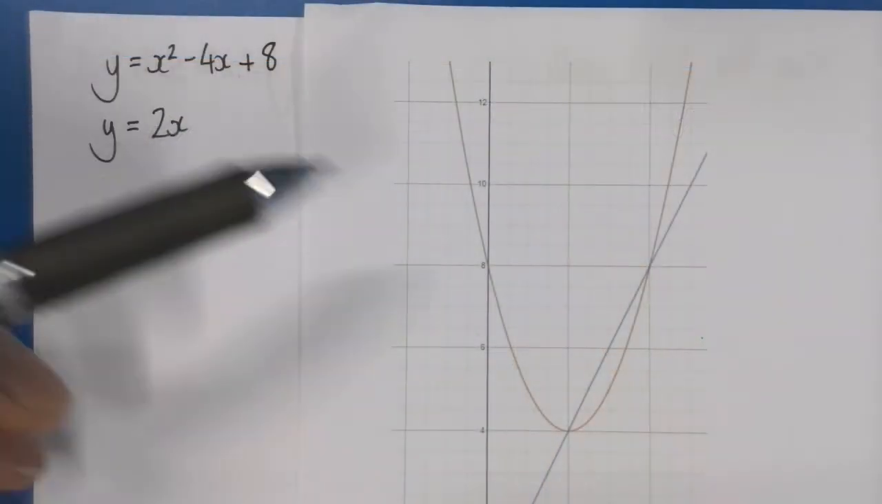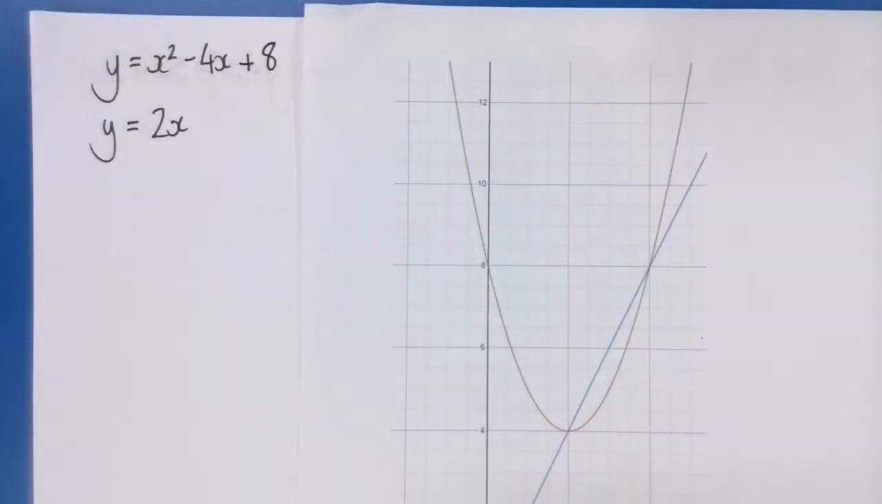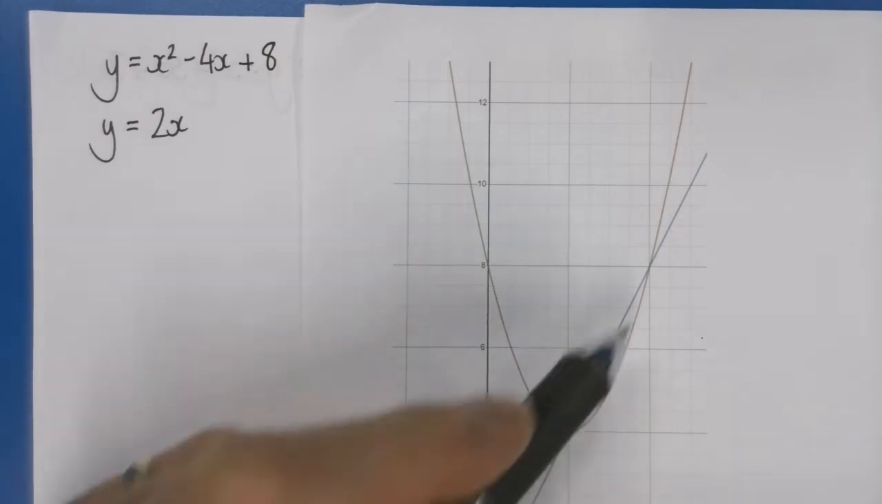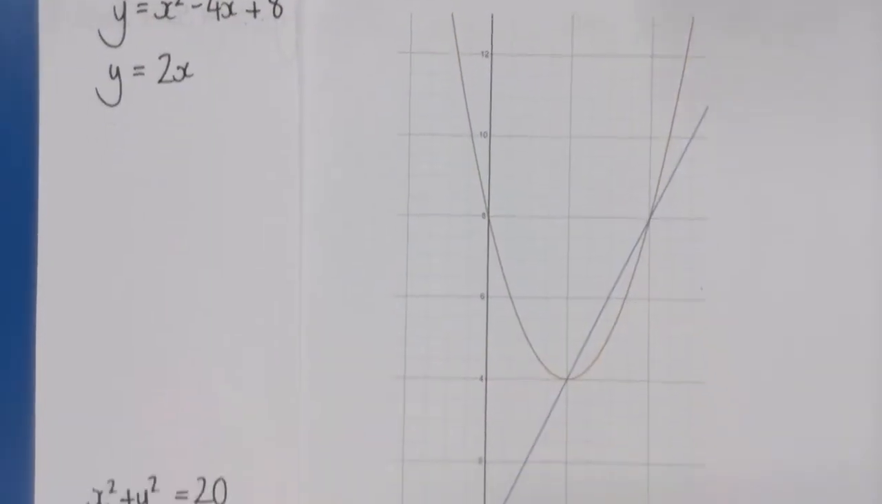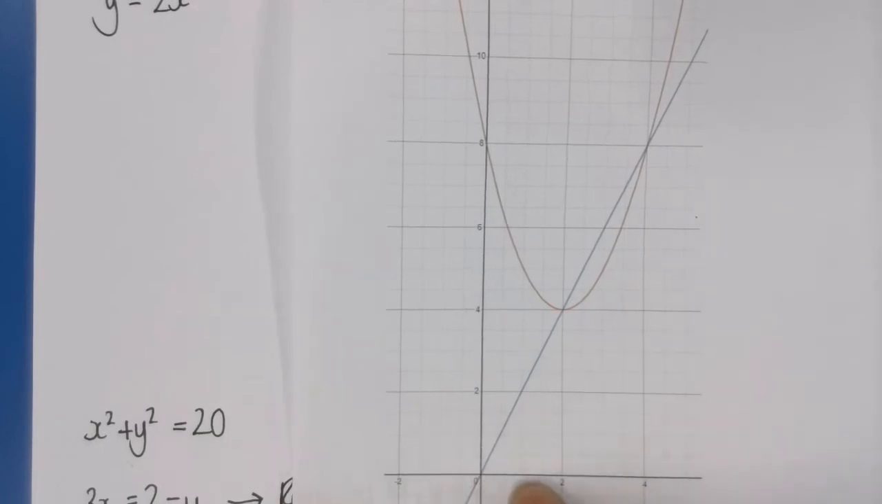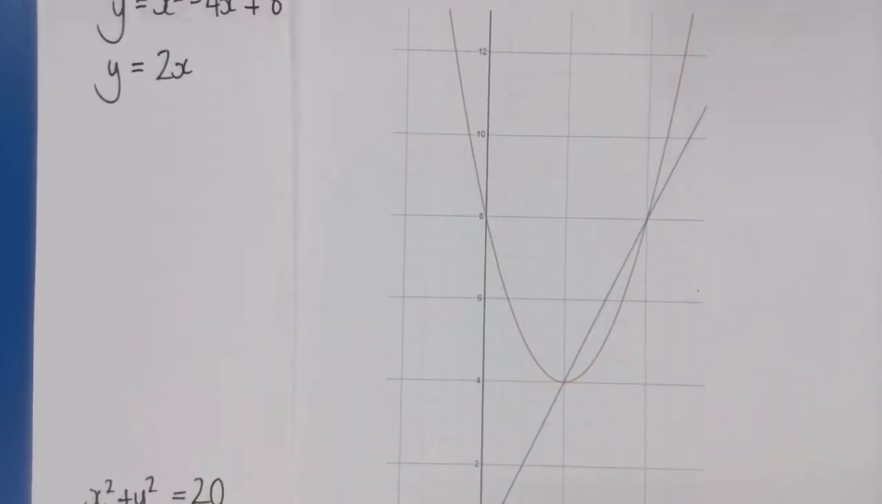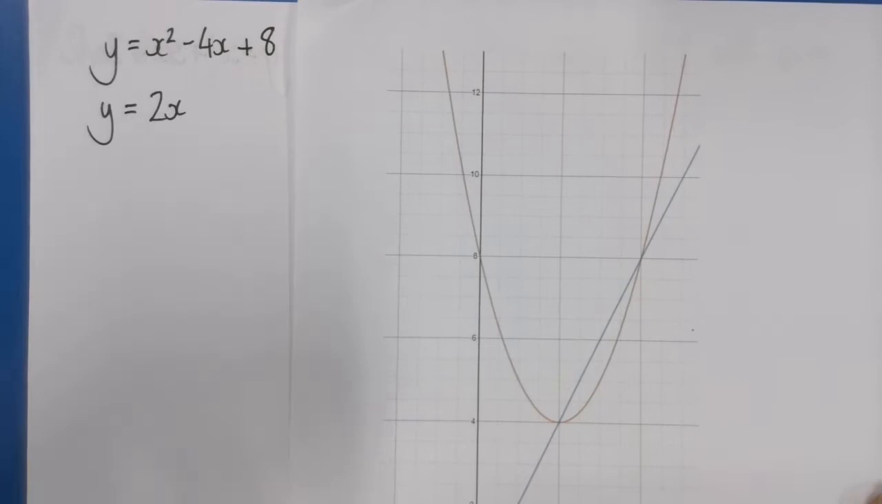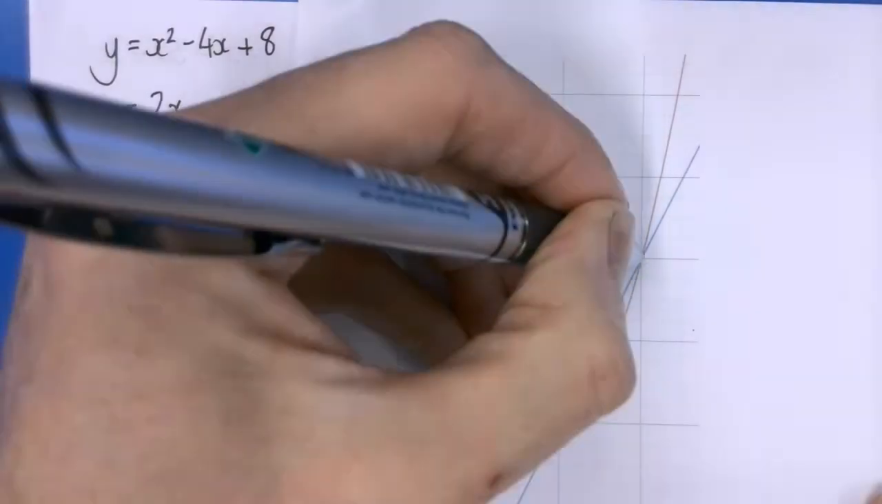In fact, have a look at this. I've plotted those two graphs. So I've plotted y equals x squared minus 4x plus 8. I used a graph plotting package rather than working out the coordinates. And here's y equals 2x, a straight line, goes through 0, along 1, up 2. And the two intersect twice. They meet here, and they meet here.